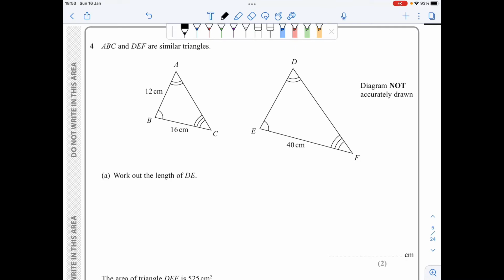For question 4, the scale factor of going from the first shape x to the second one y can be found by writing 16 times k, which is the scale factor, is equal to 40. So k is equal to 40 over 16, which is 5 over 2. So to find the length of DE, I'm just going to multiply 12 times my scale factor, which will give me 30, and that's the length of DE.